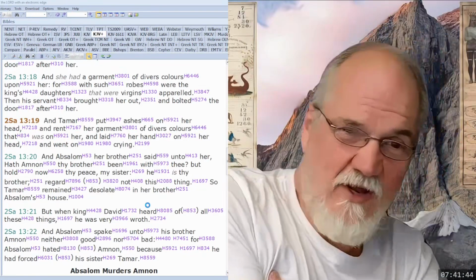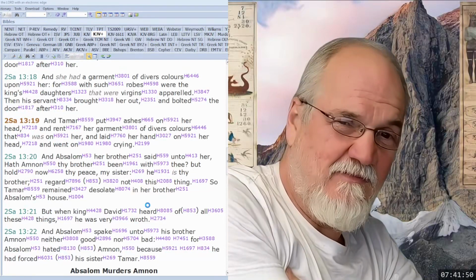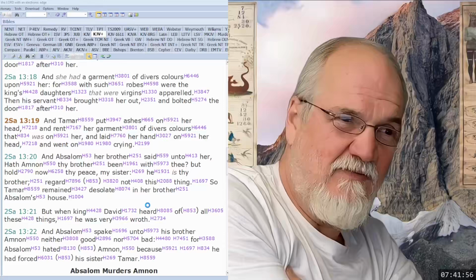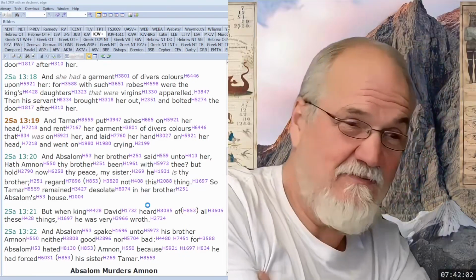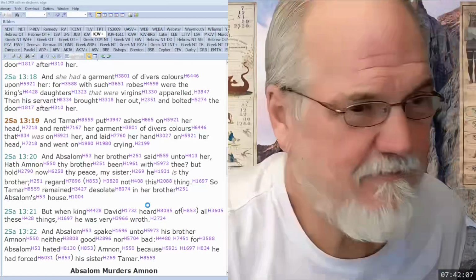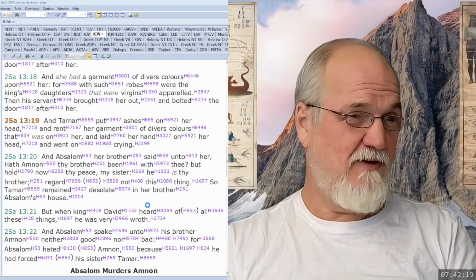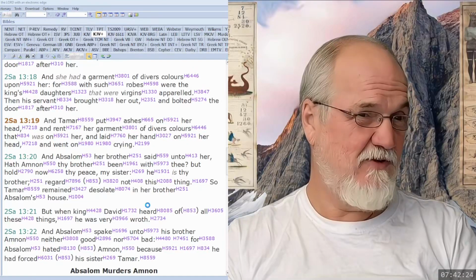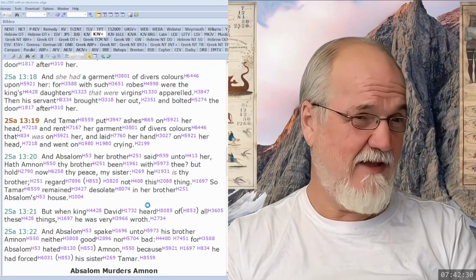So David isn't just not punishing him. Even Tamar's brother, Absalom, is not wanting to cause a fuss about what happened, even though Tamar is going to remain desolate in her brother Absalom's house, whatever that means as far as we apply it to this movement. It's just she's not going to get married, right? Now David's going to hear about these things and he's going to be angry. "But Absalom spake unto his brother Amnon neither good nor bad, for Absalom hated Amnon because he had forced his sister Tamar." So what does it mean that Absalom spoke neither good nor bad?